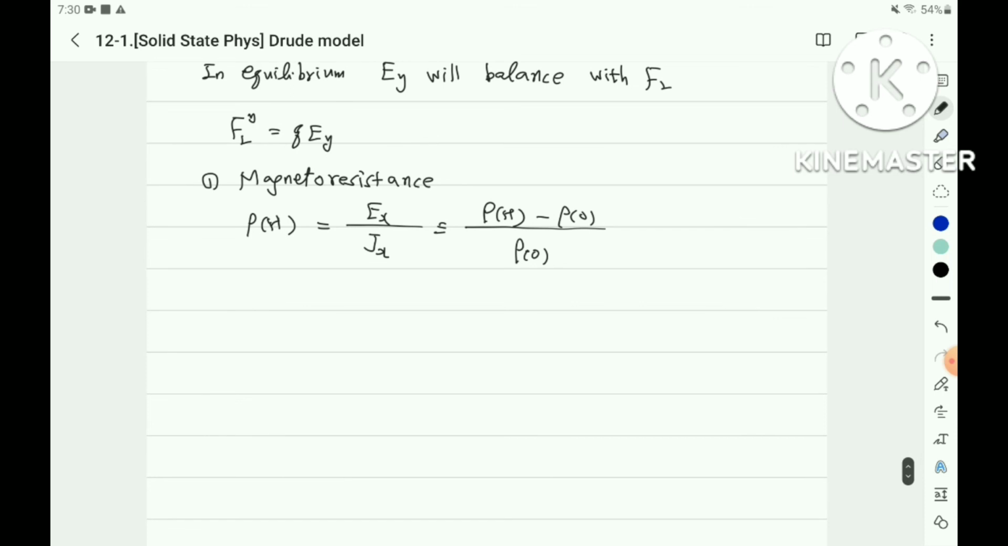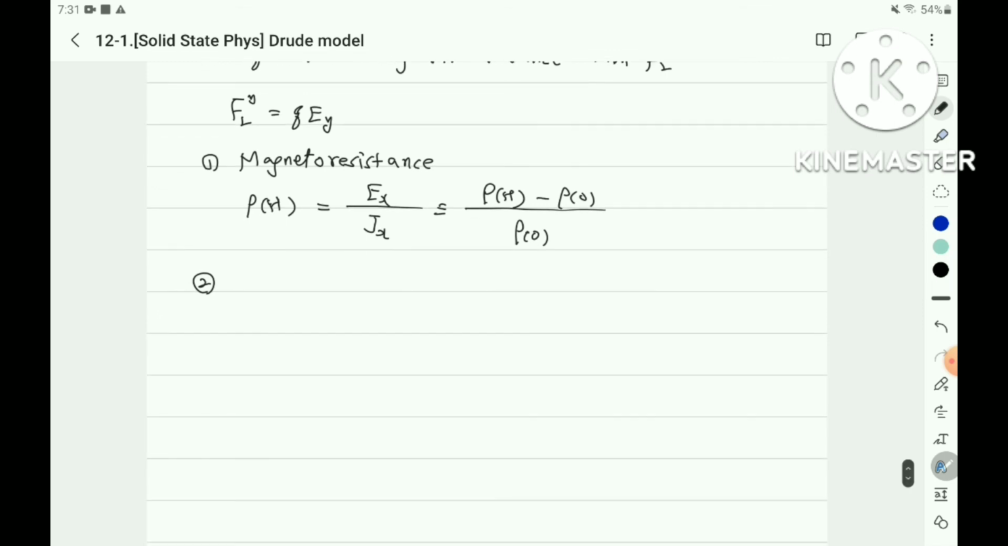And also, there is another definition, and the Lorentz force acting on electrons. Here we define the Hall coefficient. And the generalized Lorentz force is minus e (E plus 1 over c v cross H), a general form of the Lorentz force.